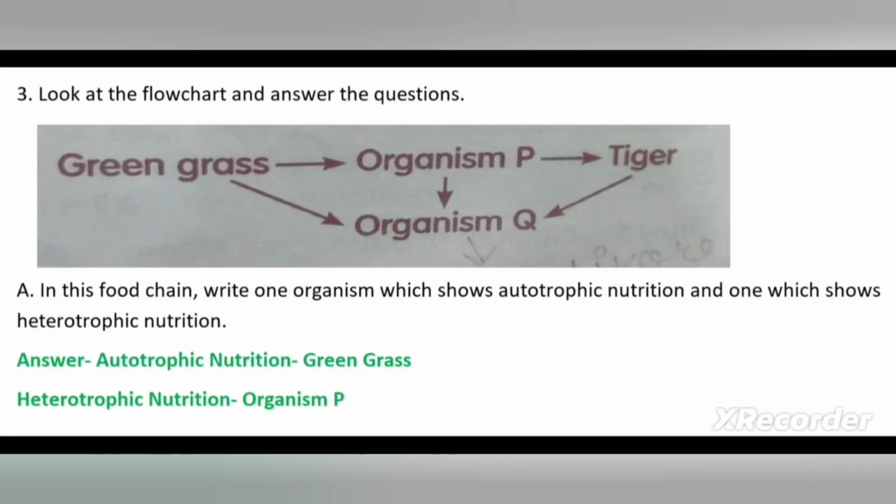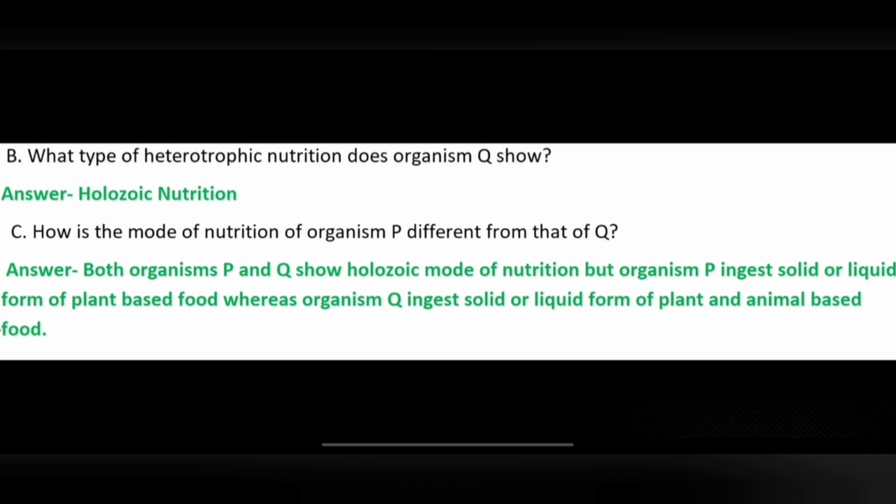Question A is, in this food chain, write one organism which shows autotrophic nutrition and one which shows heterotrophic nutrition. So the answer is autotrophic nutrition is shown by green grass and heterotrophic nutrition is shown by organism P. Question B is, what type of heterotrophic nutrition does organism Q show? So the answer is holozoic nutrition. Organism Q shows holozoic nutrition.